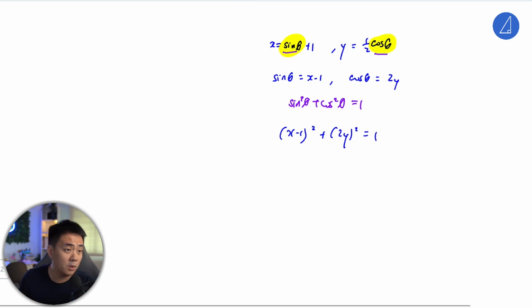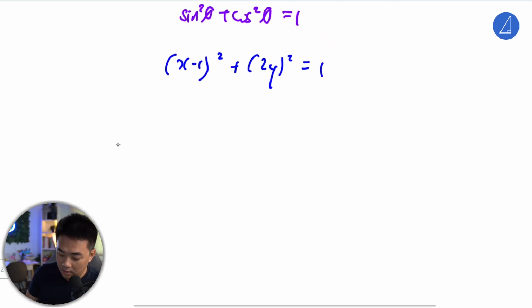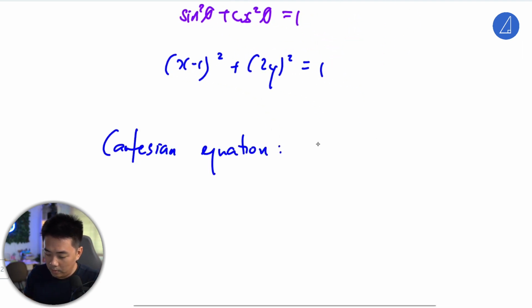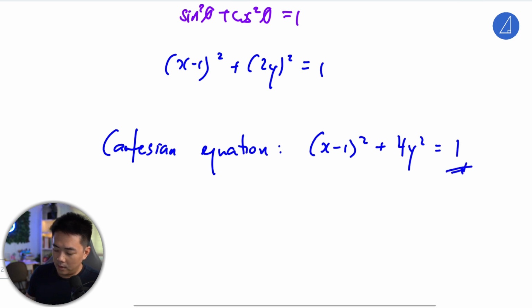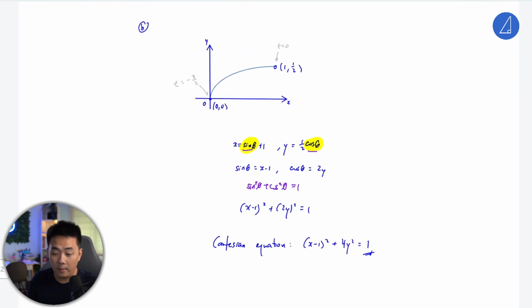So this is an ellipse equation. Hence the Cartesian equation will be x minus 1 square plus 4y square equals to 1. Okay, so that's how we do this question for part B.